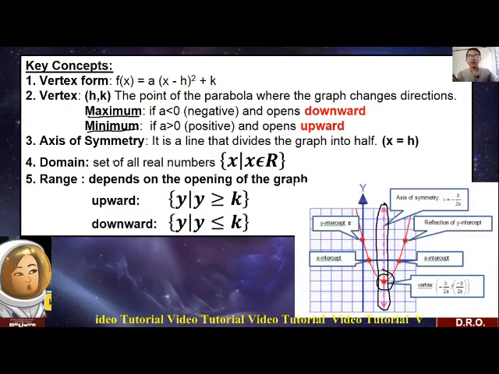After the axis of symmetry, we have the domain. For the domain, this is the set of all real numbers. It is usually represented in symbols as x, such that x is an element of real numbers. For the range, it depends upon the opening of the graph. If the graph opens upward, therefore this will be y, such that y is greater than or equal to k, wherein the value of k will be the y coordinate from the vertex. If it opens downward, therefore y such that y is less than or equal to k. So those are our key concepts for graphing quadratic functions.